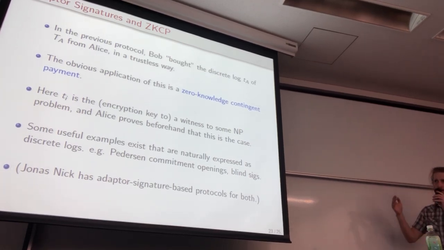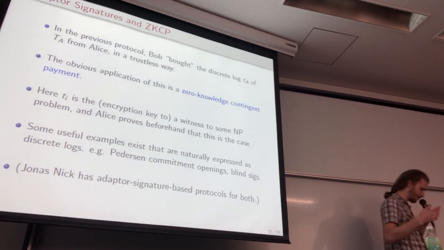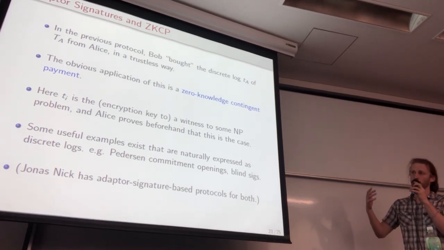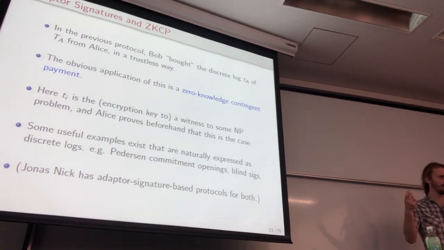Until they know that the person providing the adaptive signature will reveal the secret adapter if and only if the transaction completes. Like, they need that to be atomic.